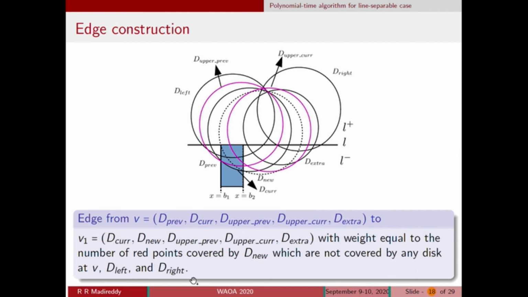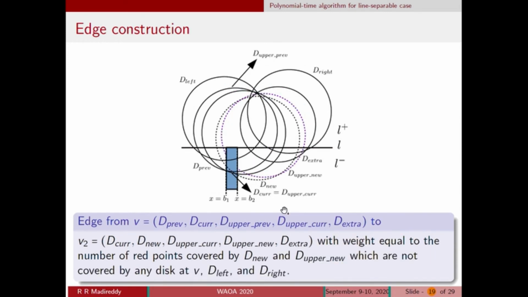In the second case, D current is the same as D upper current, and we require something different. D previous becomes D current, and D current is replaced by some new disk. D upper current becomes D upper previous, and another new disk comes, D upper new. Therefore, two new disks appear in the vertex, and we place the weight appropriately.